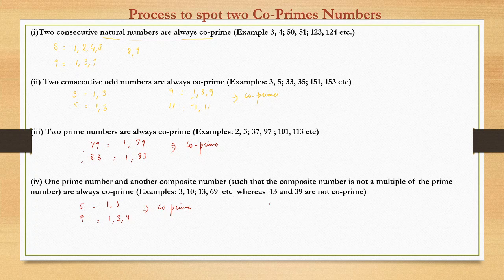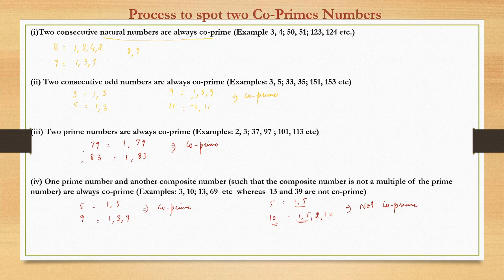Suppose the numbers were 5 and 10. Here the factors are 1, 5, and 10 is a multiple of the prime number 5, right? So now it will have 1, 5, 2, 10 and all such factors, so two factors are common here and hence this will not be co-prime. So what do we understand from here: a prime number and a composite number are generally co-prime, but if the composite number happens to be a multiple of the same prime number, then it will not be. So this is a very standard case to identify.